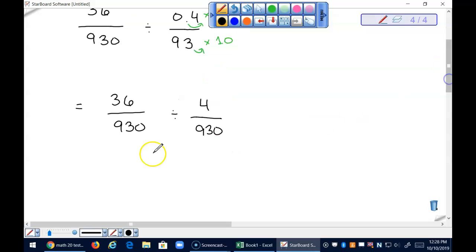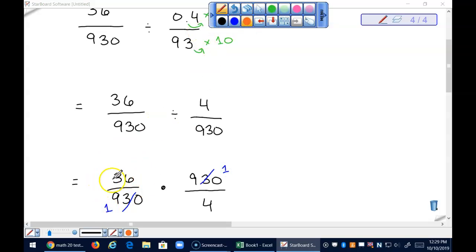So how do I divide fractions? I flip the second one and multiply. I could multiply those and get big numbers, but I'm going to be lazy. So I will cancel the 930, top and bottom, and I'm going to cancel the 36 and the 4. I can divide top and bottom by 4. Multiply across, 9 times 1 is 9. Multiply across the bottom, 1 times 1 is 1.